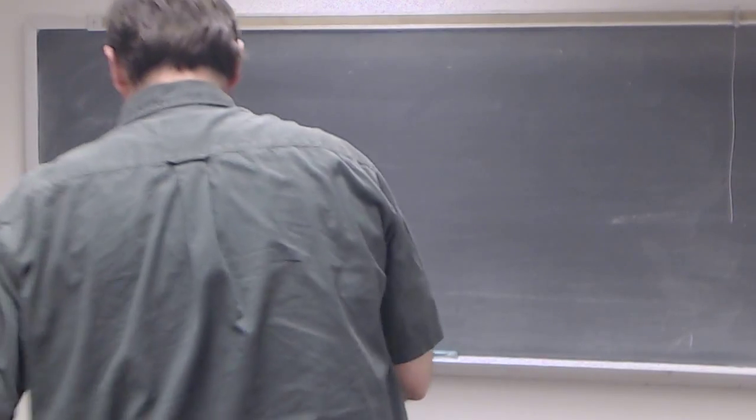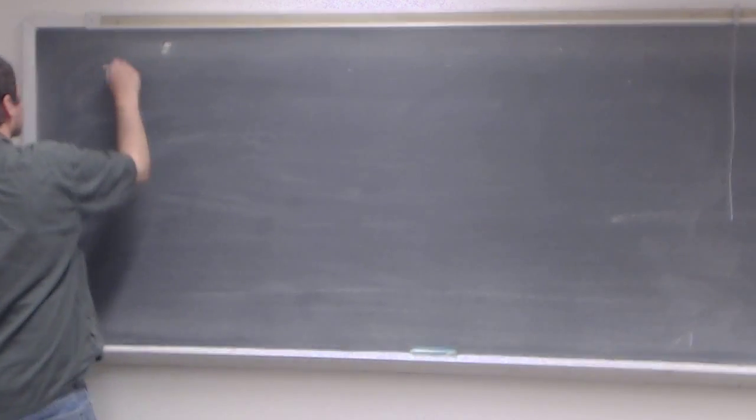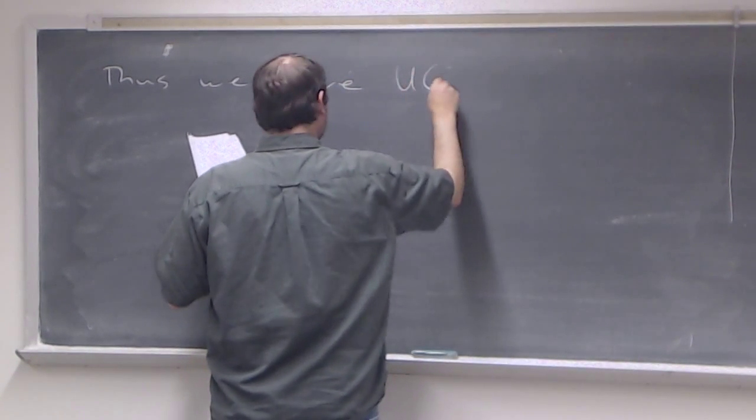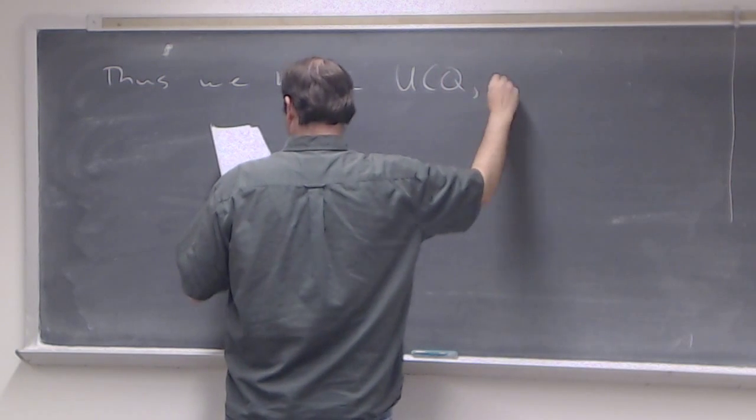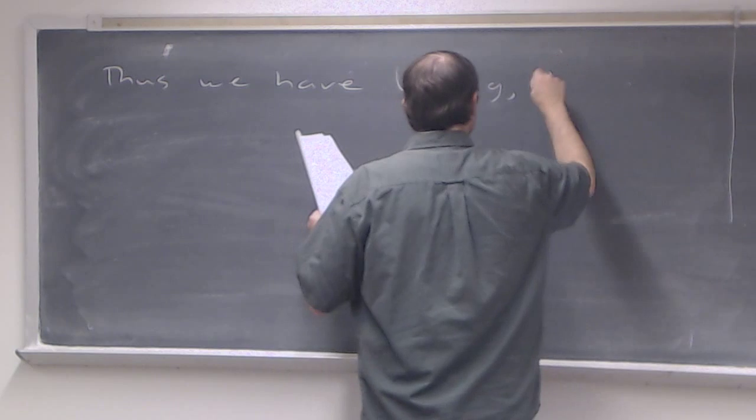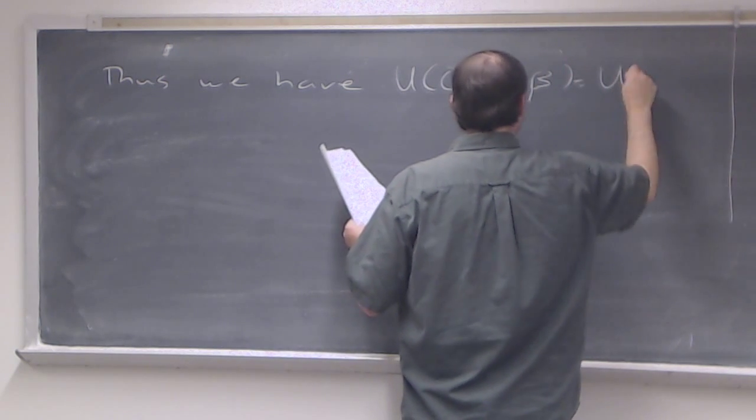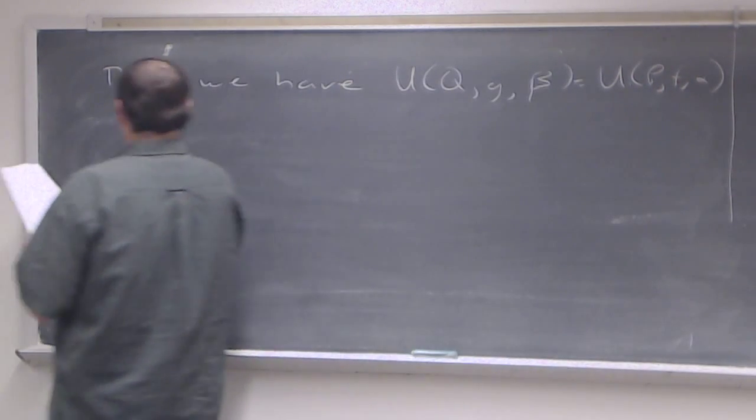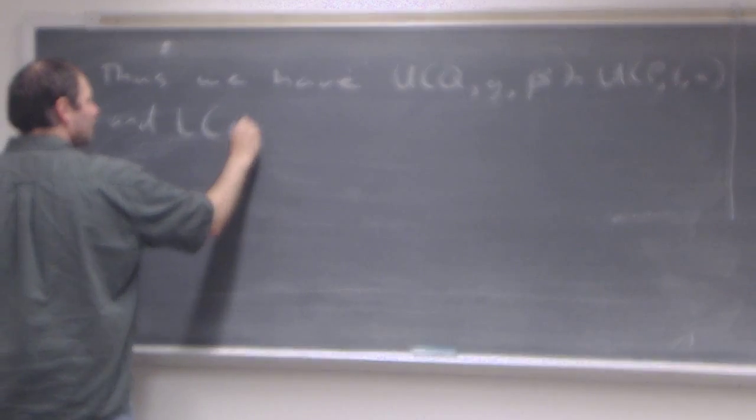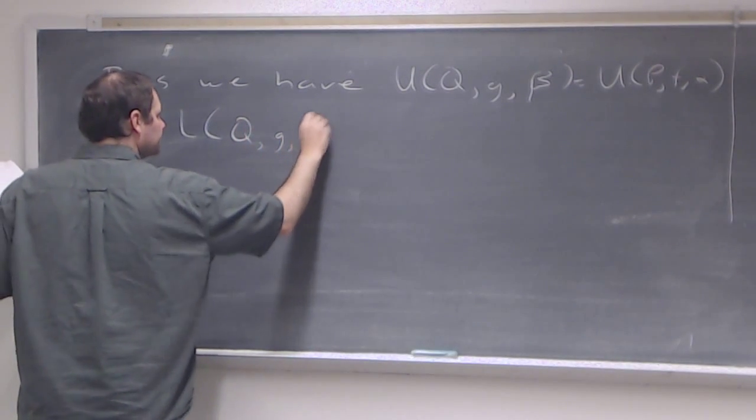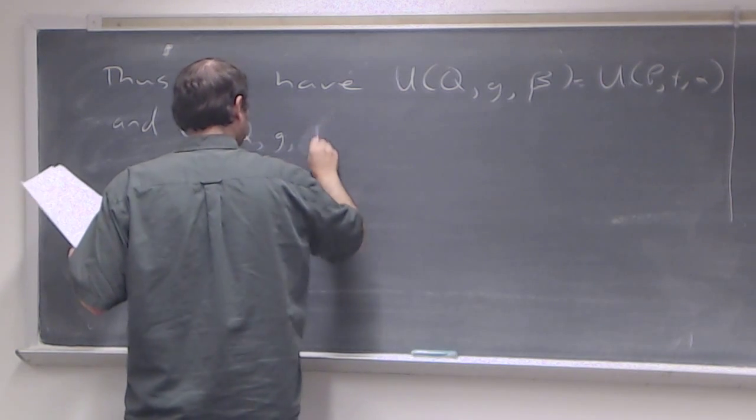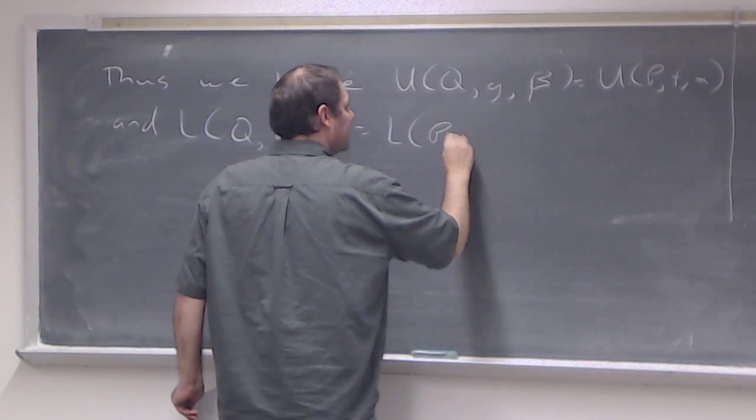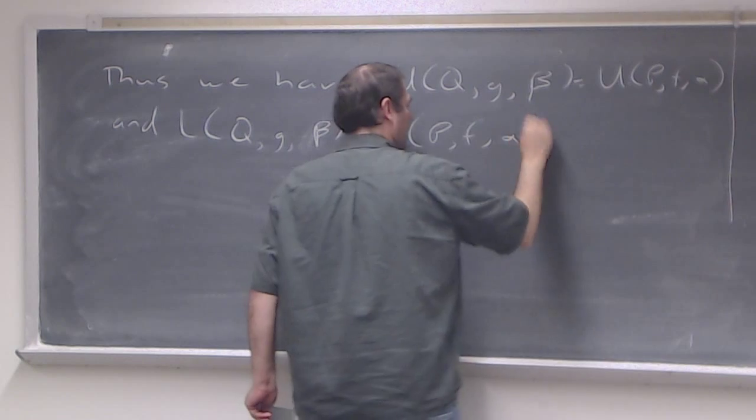Namely, thus we have that the upper sum with Q, g, and beta, that's going to be equal to the upper sum with the corresponding P, f, and alpha. And the lower sum with Q, g, and beta is equal to the lower sum with P, f, and alpha.